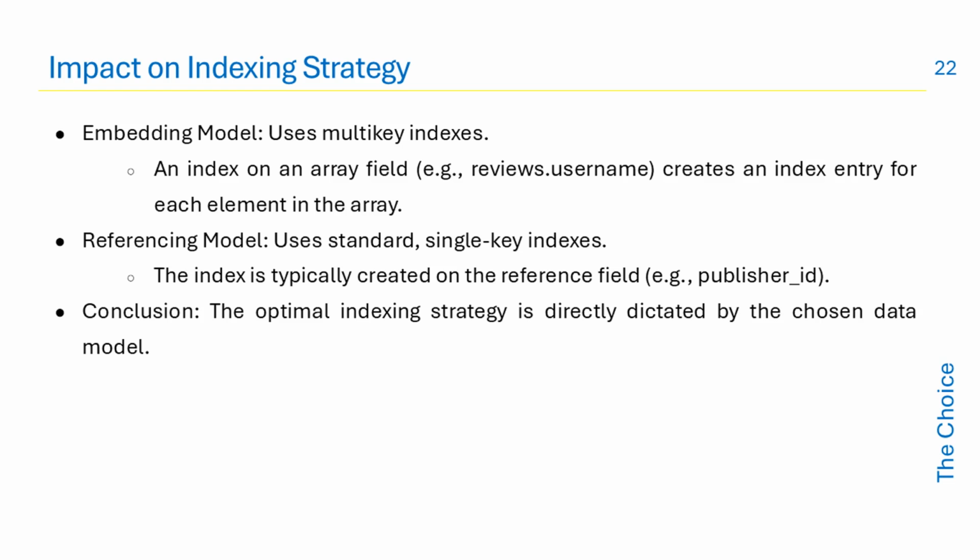In contrast, the referencing model relies on standard single-key indexes, just like in a relational database. You would typically create an index on the reference field itself, for instance, on the publisher ID field in the books collection. This index makes it very fast to look up all documents that relate to a particular parent, like finding all books for a given publisher. Understanding this distinction is absolutely critical for performance tuning.